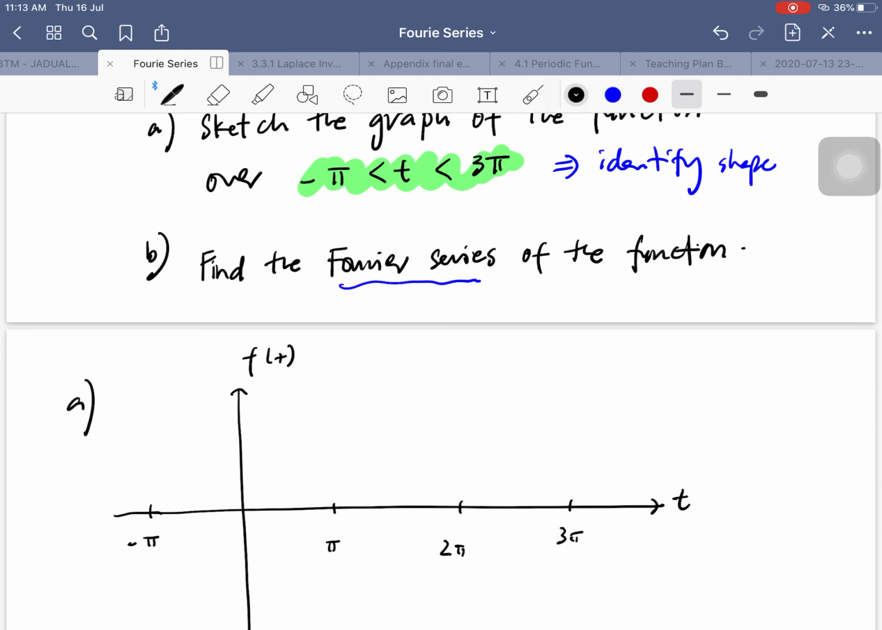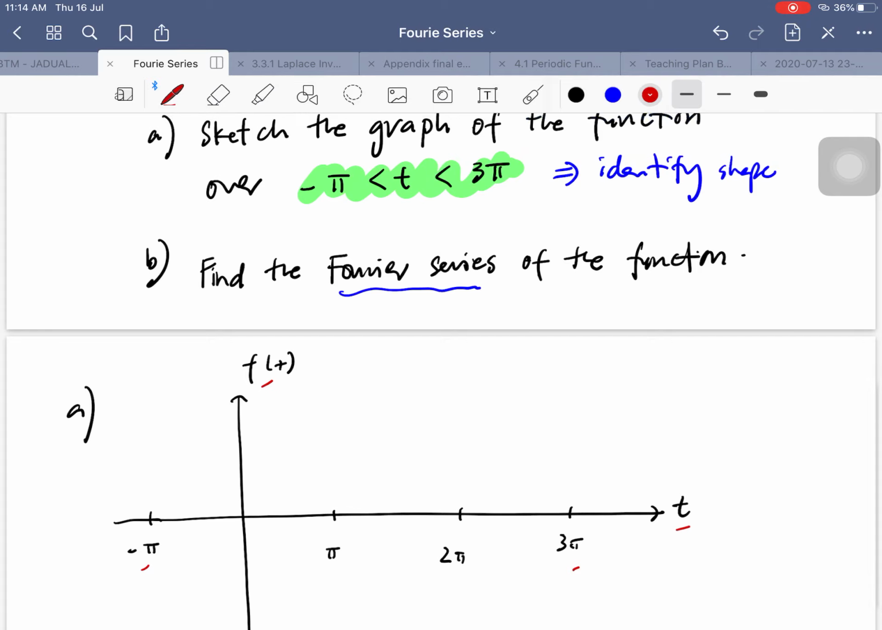So here I have drawn the axis. My horizontal axis is going to be t, and the vertical one is going to be f of t. And the interval is going to cover from negative pi until 3 pi. As I mentioned to you before, it doesn't have to be 1, 2, 3, 4, 5, and so on. You have to draw it in a way such that it suits the interval that is given in the question. Alright, so now let's start sketching.